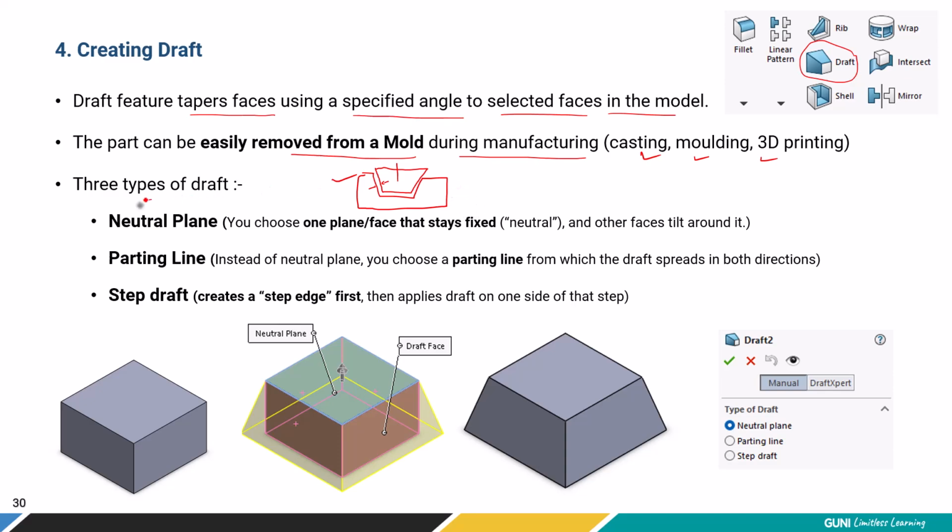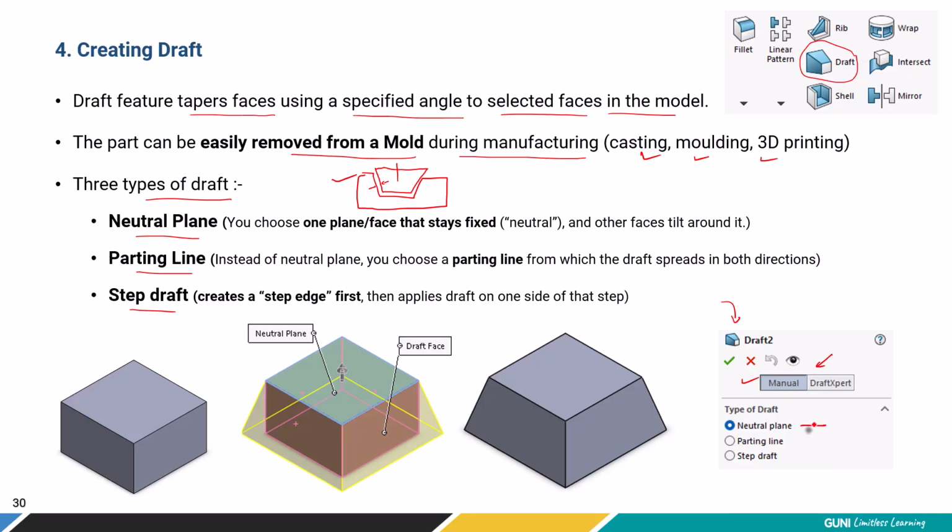Now there are three types of draft: neutral plane, parting line and step draft. If you look at this property manager, there are two methods through which you can apply the draft. One is manual and the second is draft expert. These are similar to the fillet.